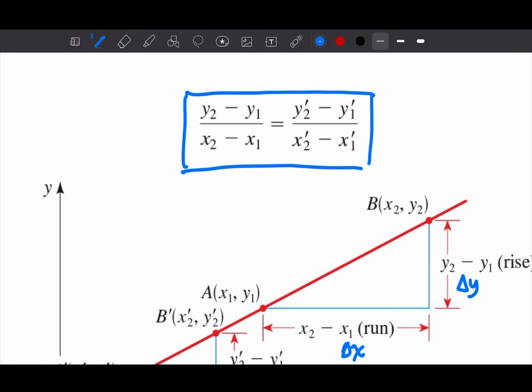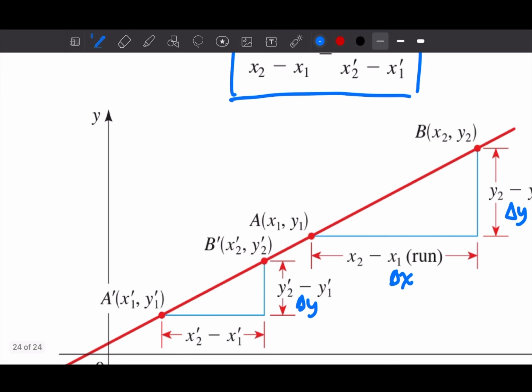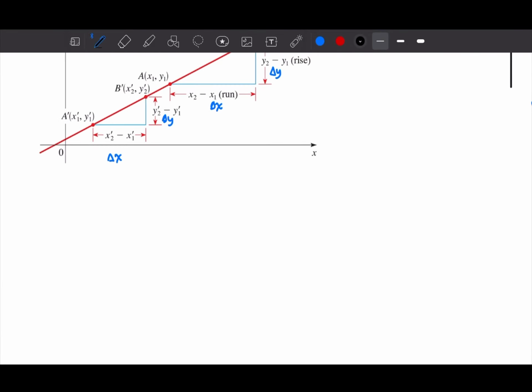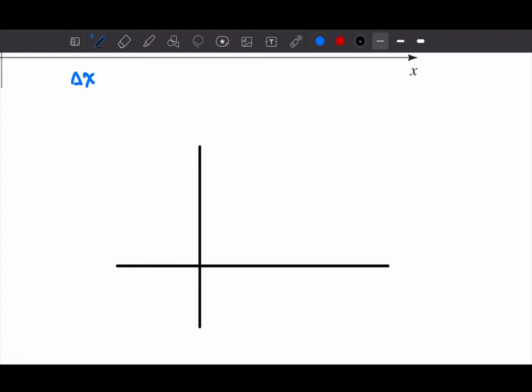So wherever you pinpoint your locations, as long as it is on the same line, your slope will be the same. Okay, that's the idea. And according to how the slope behaves, it can behave like this. For example, we call this a positive slope. So the slope should be positive.